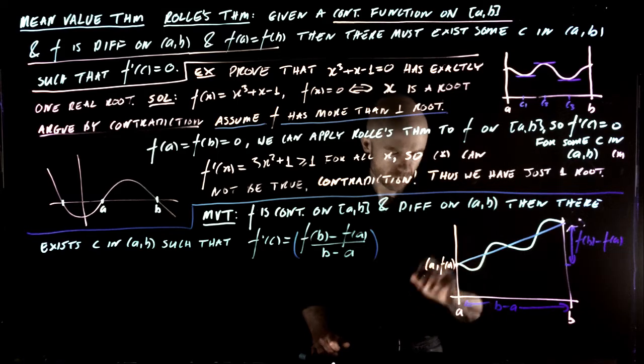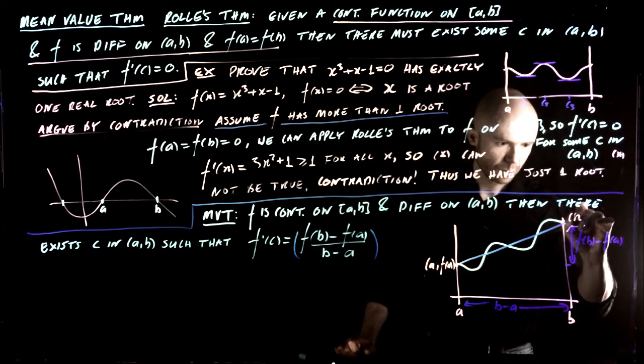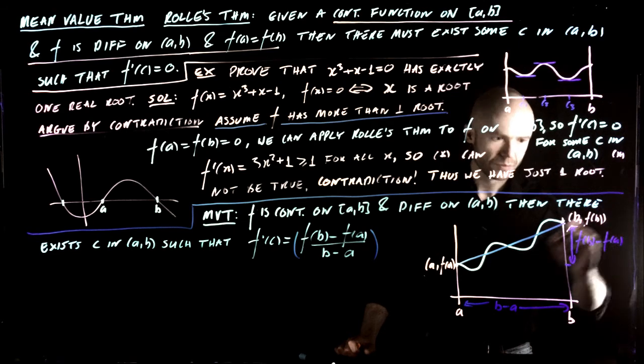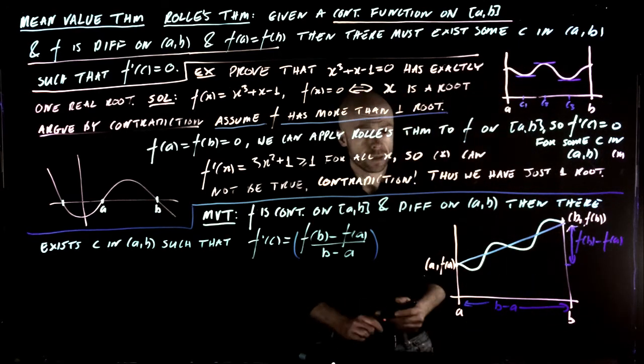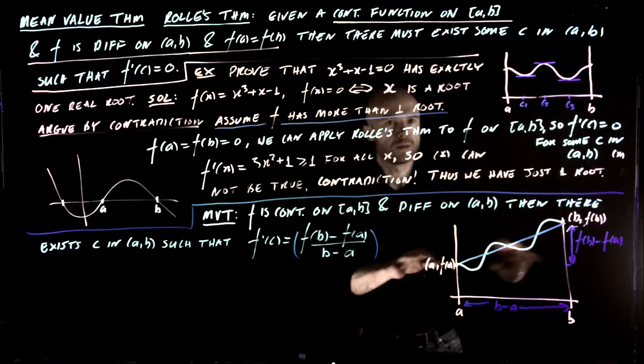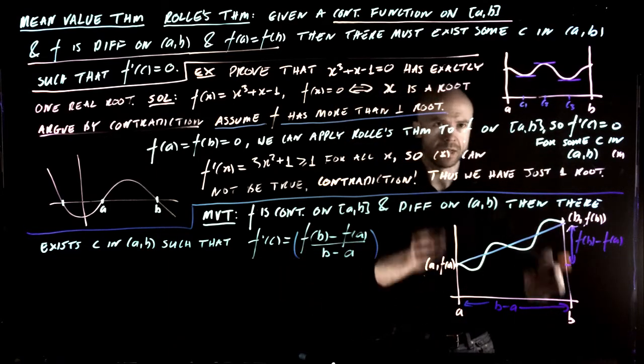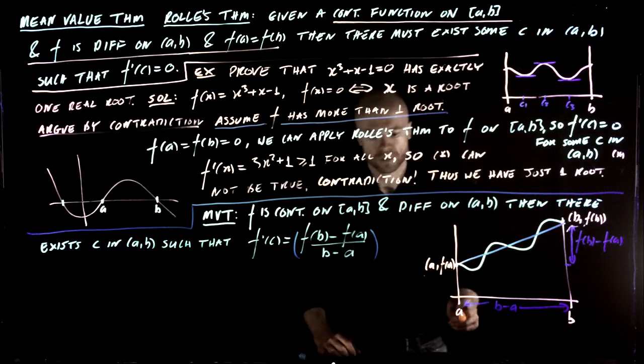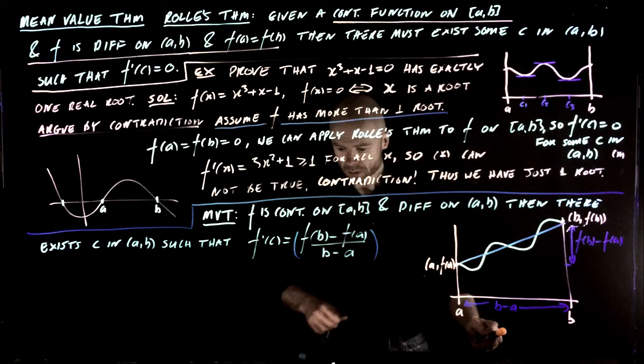f of a, and this thing is b, f of b. Then this is the secant line connecting these two points, right? And this quantity is the slope of the secant line because it's how far up or down we go divided by how far along. Yeah? Cool.